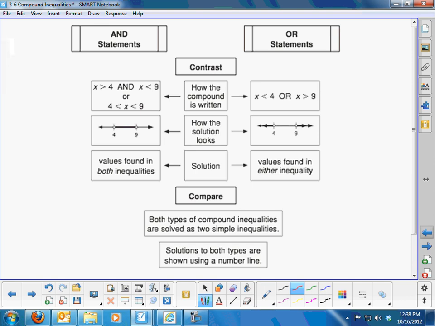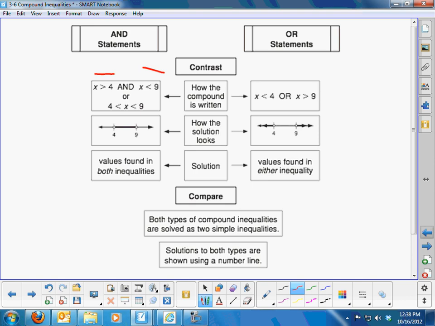Now that you have this in your notes, you see we have "and" statements and we have "or" statements. This little map here shows you the difference between the two, and how they are written. "And" statements are written like x is greater than 4 and x is less than 9. If that's true, we can write it in one compound inequality together, where we have 4 is less than x, which is less than 9.